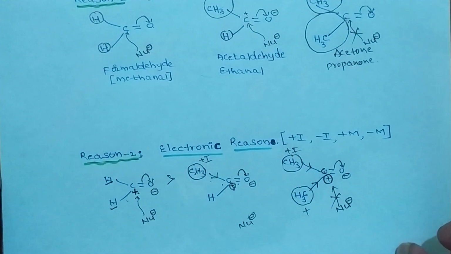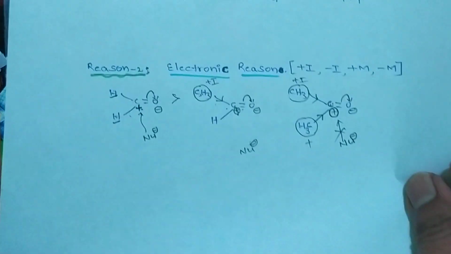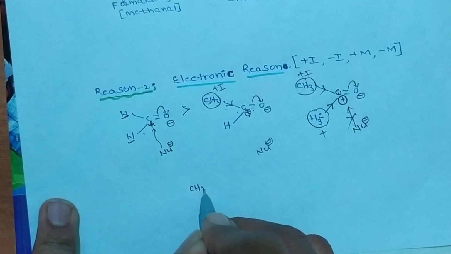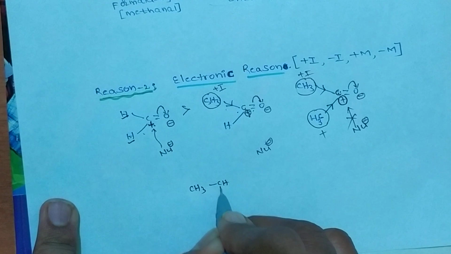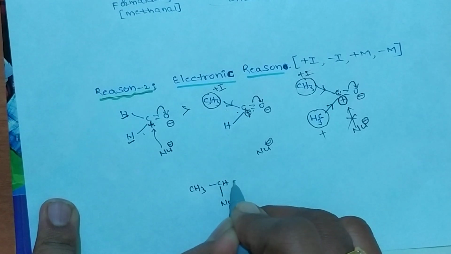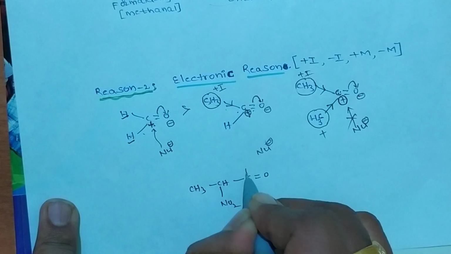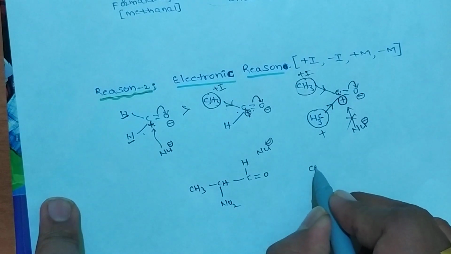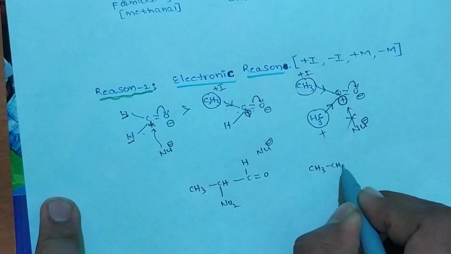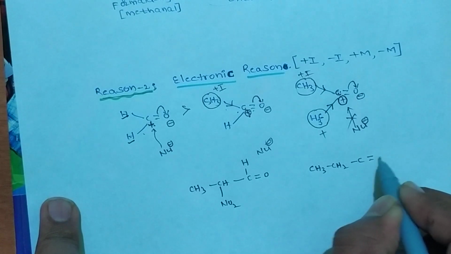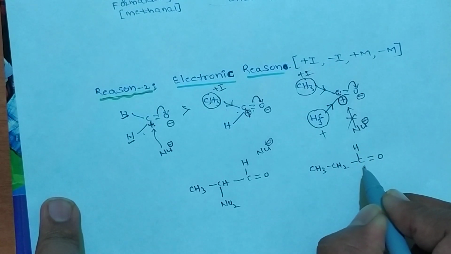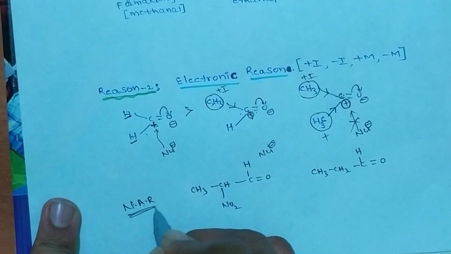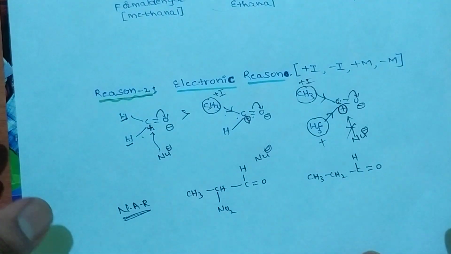Suppose an electron withdrawing group is present in the same compound. Suppose now I am taking this compound, CH3 CH NO2 C double bond O H. This is an aldehyde. Next, another compound we are taking, CH3 CH2 C double bond O H. Among these two, which is more reactive in nucleophilic addition reaction?